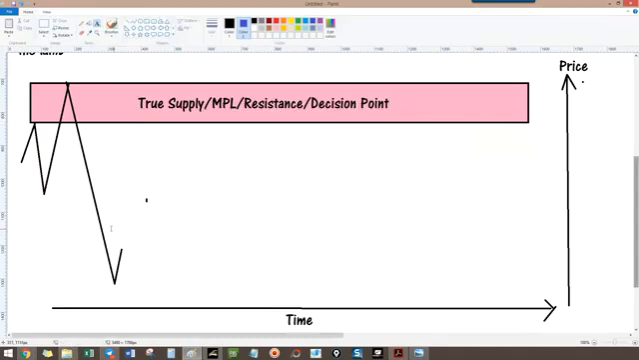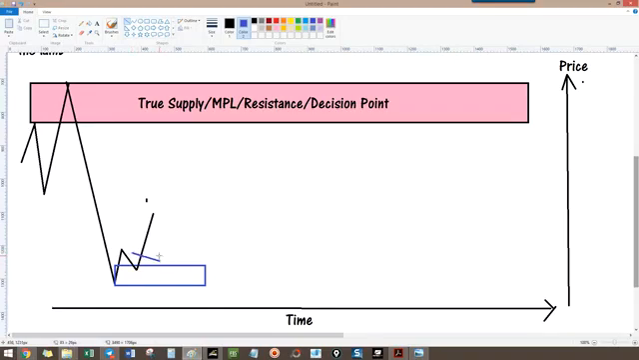Over here, all right, so what price does is price does the drop base rally. So over here you've got a base like this. And then price shot down like this. And then when price goes to demand, same thing, price will shoot up because there is a demand. So when it does something like this, it is a drop base rally.